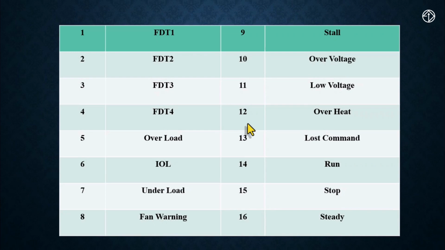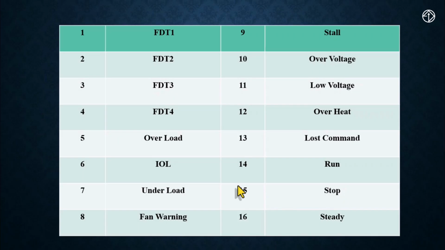For example, if you set parameter OU31, which is for relay 1, to number 14, relay 1 will be activated. That means as soon as the inverter runs, relay 1 will be activated. Or for example, if you set parameter OU33, which is for the second relay of the inverter, to number 15, after the inverter stops, relay 2 will be activated. So these are the settings we can make for the relay outputs and define when they should be activated.